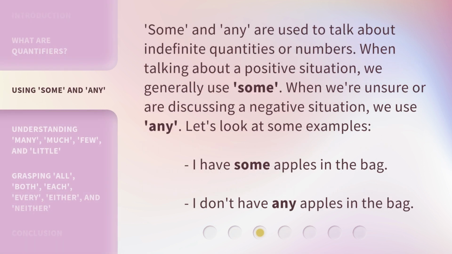Some and any are used to talk about indefinite quantities or numbers. When talking about a positive situation, we generally use some. When we're unsure or are discussing a negative situation, we use any. Let's look at some examples. I have some apples in the bag. I don't have any apples in the bag.